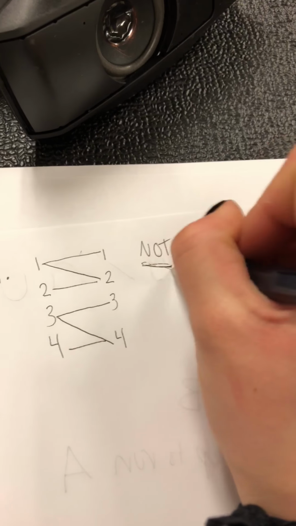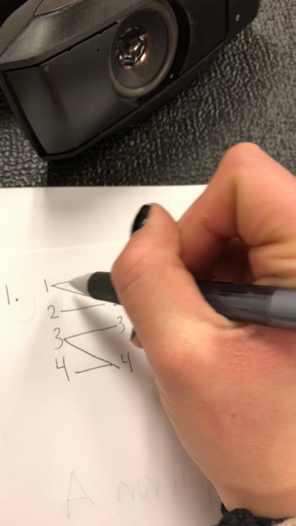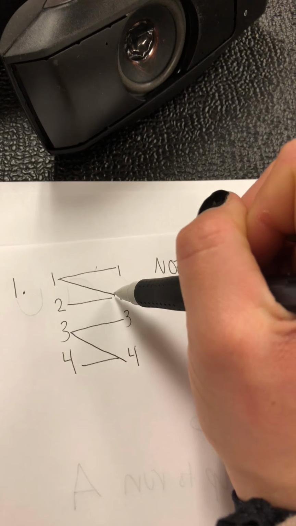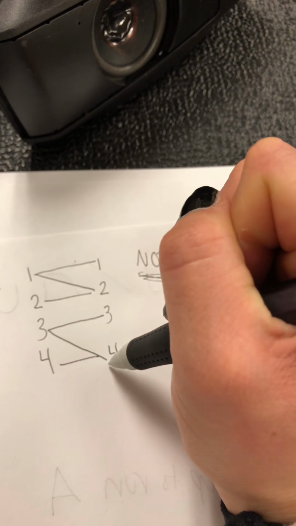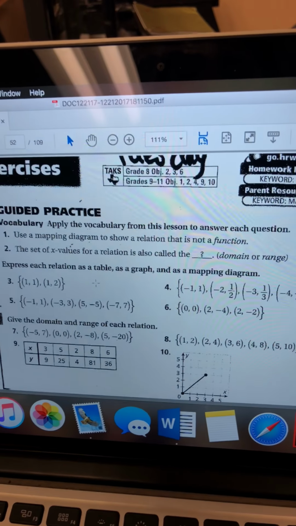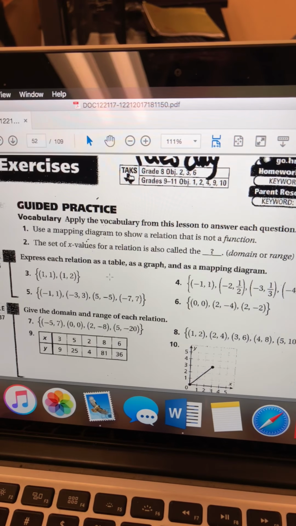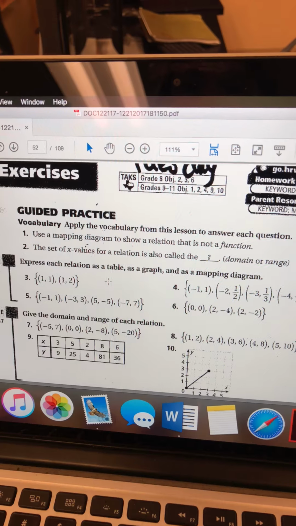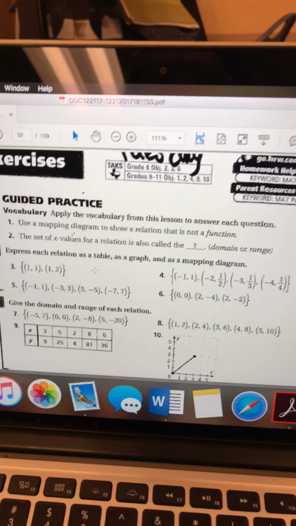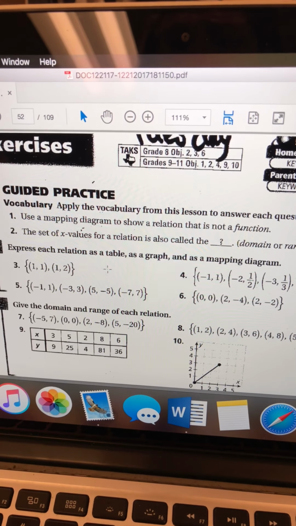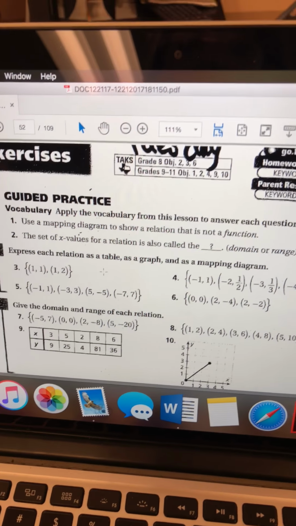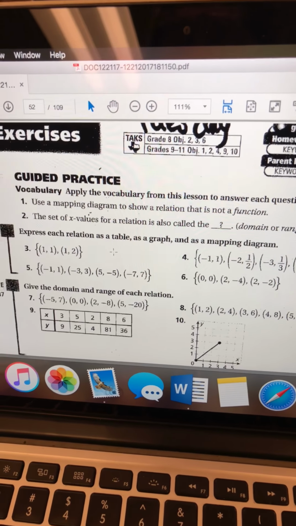It is not a function because number one is trying to be in number one and number two at the same time, as well as number three trying to be in number four and number three at the same time. Good. And then number two, I think you can figure it out. X values, domain or range? It's the domain. Good.